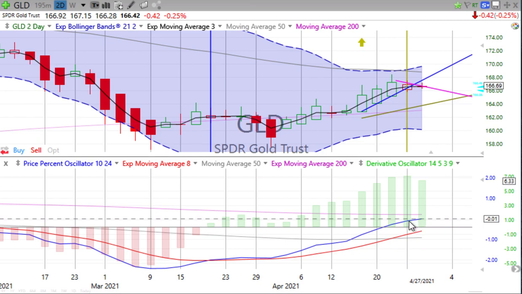On the 2-day chart, still upward movement on the price percent oscillator. Derivative oscillator positive, losing a little bit of momentum. And we can see where this latest move by gold popped outside our prior 2-day trend line that was connecting 8 days worth of movement. We have a red doji right now. That's lots of indecision tending down, but this price percent oscillator still moving up.